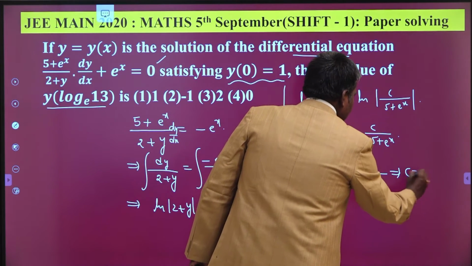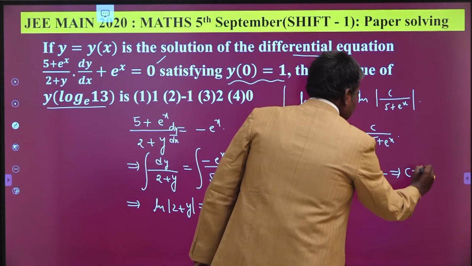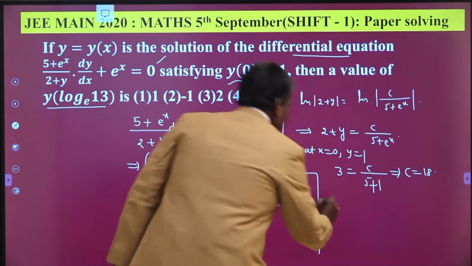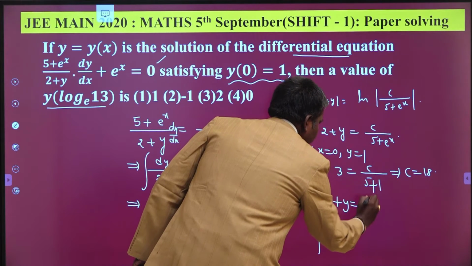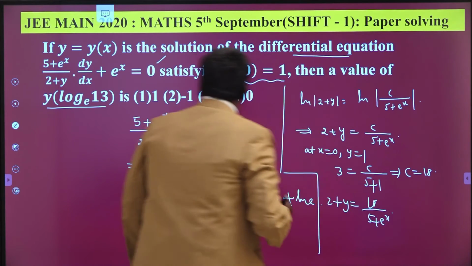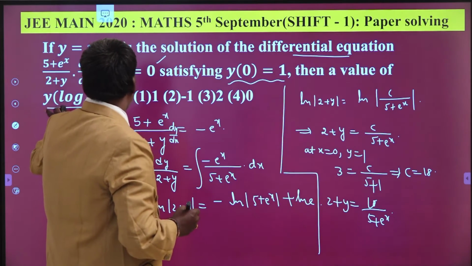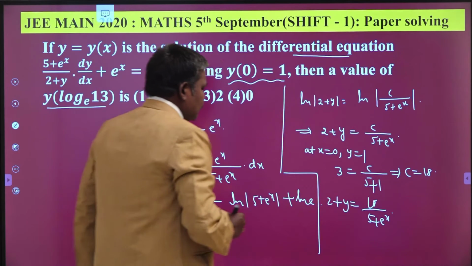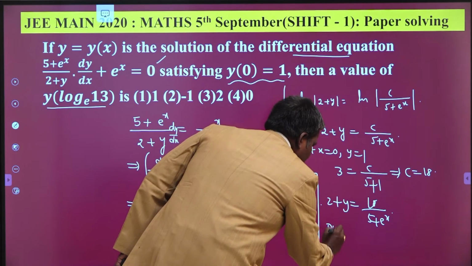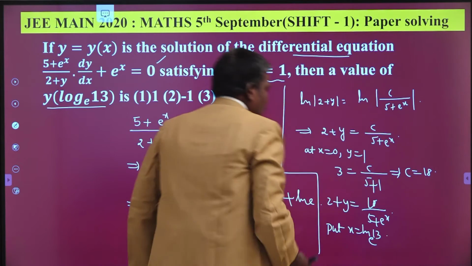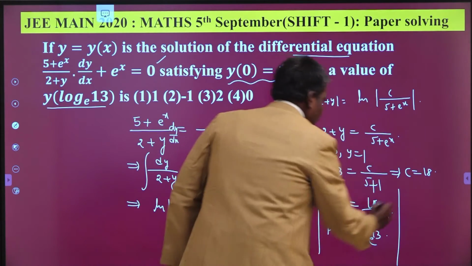What is the value of c now? 18. The value of c is 18. So 2 plus y is equal to what now? 18 by 5 plus e power x. We are going to find out y when x is equal to log 13 to the base e. Substitute x equal to log 13 to the base e. What do we get?